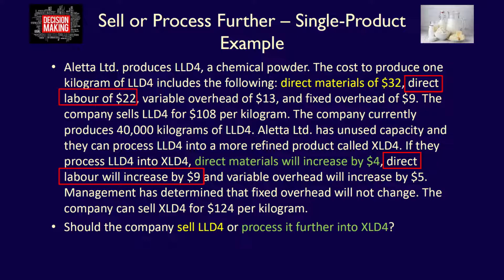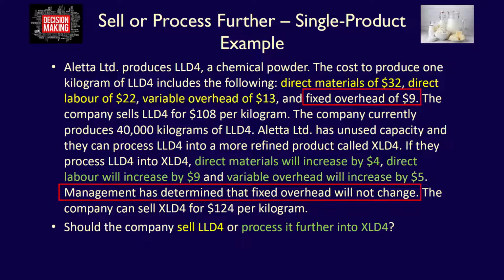The direct labor costs are the same. LLD4 is $22 per kilogram. XLD4 is $9 more for direct labor of $31 per kilogram. Changing between alternatives and a future cost? Both are relevant for our analysis. We then have variable overhead, $13 per kilogram for LLD4, $5 more for XLD4, so $18 per kilogram for XLD4. Both of them change between the alternatives and are future costs.